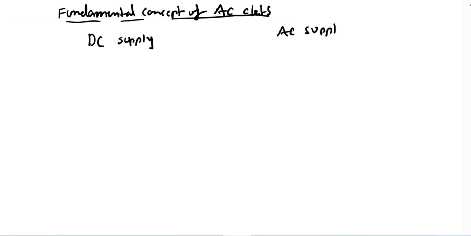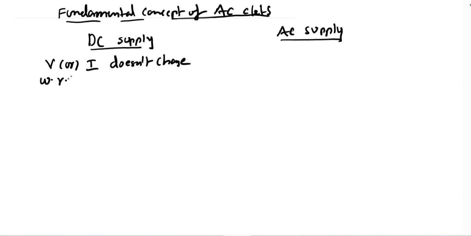If you try to recall your previous lectures in which we have discussed what is DC supply and AC supply here. So the definition for DC supply or DC current: here your voltage or current does not change with respect to time.